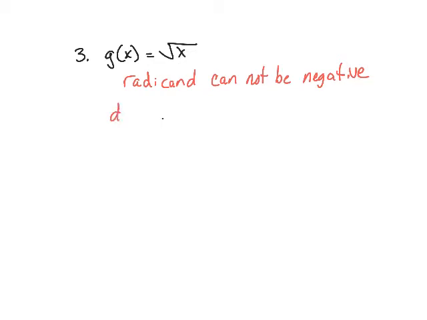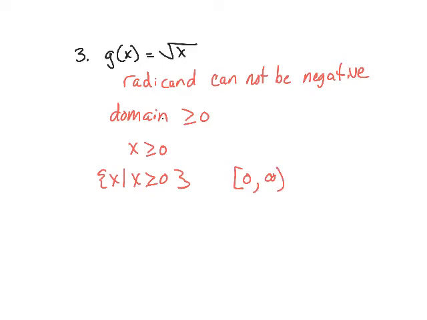So the domain, if I'm solving one of these, has to be greater than or equal to 0. You take whatever radicand is under there and set it greater than or equal to 0. In this case, there's no solving because it's a really basic function. Set builder notation: x such that x is greater than or equal to 0. In interval notation, square bracket at 0, going to infinity, rounded.